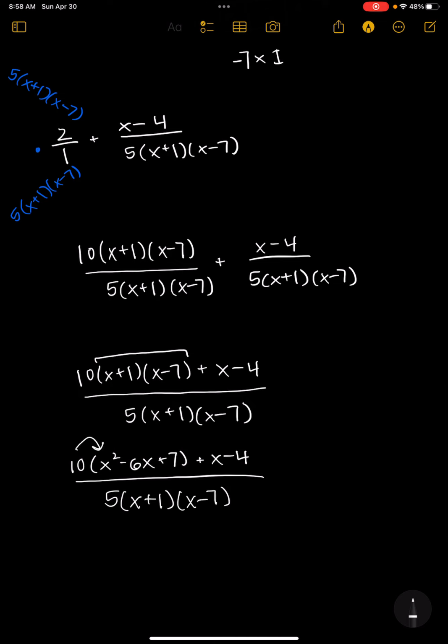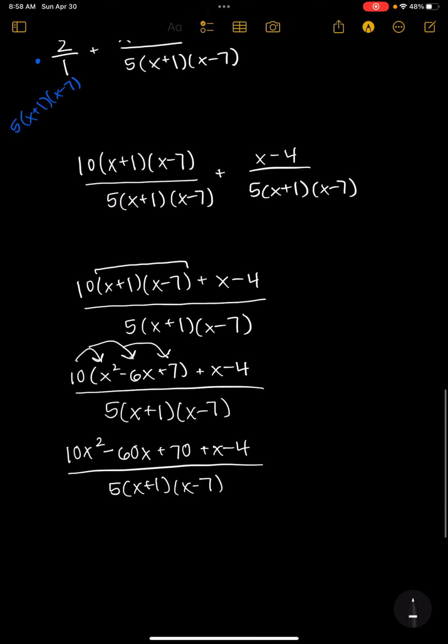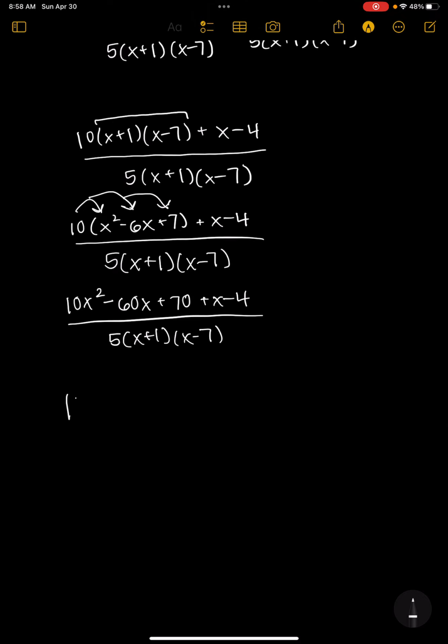Then I'm going to distribute the 10 inside the parentheses. So I'd end up with 10x squared minus 60x plus 70, plus x minus 4, over 5 times x plus 1, x minus 7. Now I'm going to combine the like terms on the top. 10x squared doesn't have a like term, so I'm going to leave it as 10x squared. Then I'm going to end up with negative 59x, because I have a negative 60x but plus 1x, which gives me negative 59. And then plus 66, because 70 minus 4 is 66. And that's all over 5 times x plus 1, x minus 7.